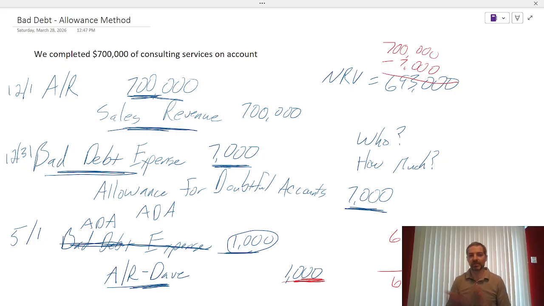All right, so the allowance method requires a lot more estimates. It requires adjusting journal entries and guessing and all of this stuff. It is the more accurate method to do, at least based on accounting principles, the matching principle specifically. But it is a lot more complicated than the direct write-off method.